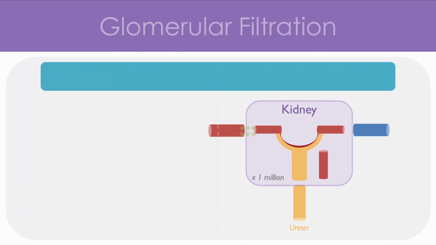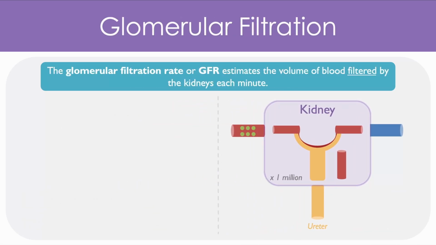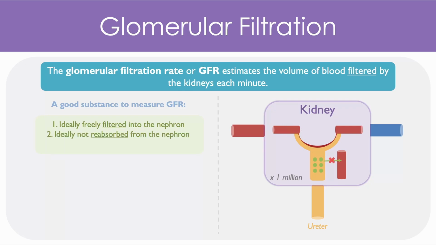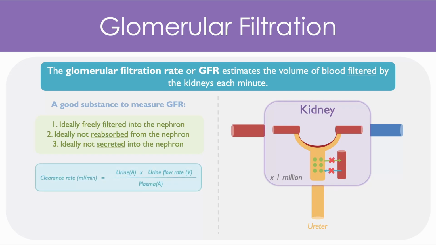Let's now move on to the idea of glomerular filtration, or GFR, which estimates the volume of blood filtered by the kidneys each minute. To measure the GFR, we have to find a substance which is freely filtered, so all of it moves into the kidney, not reabsorbed, and not secreted. And if we find a substance which matches all of these criteria, the equation, instead of measuring clearance rate, will give us purely the glomerular filtration rate, so the amount filtered only.